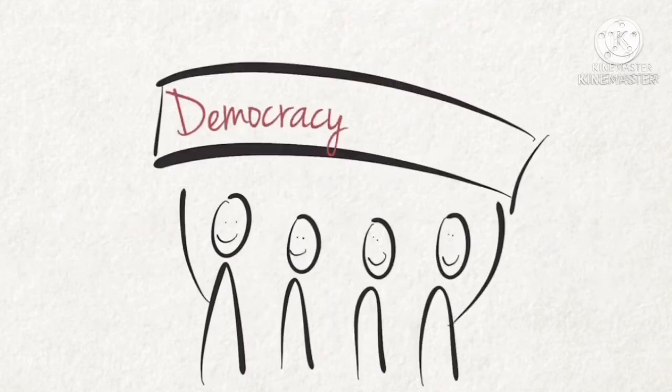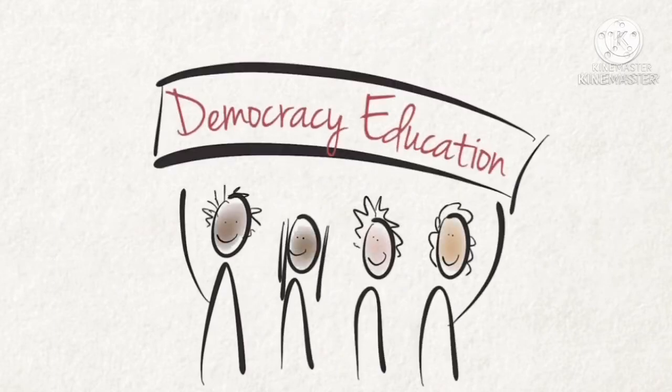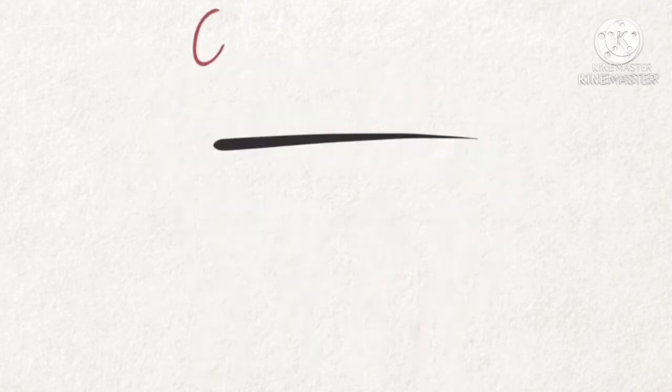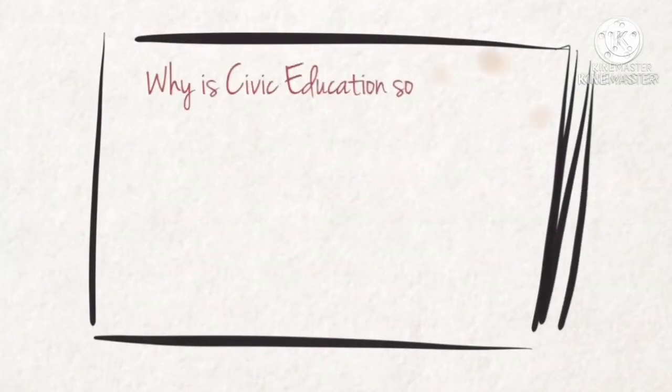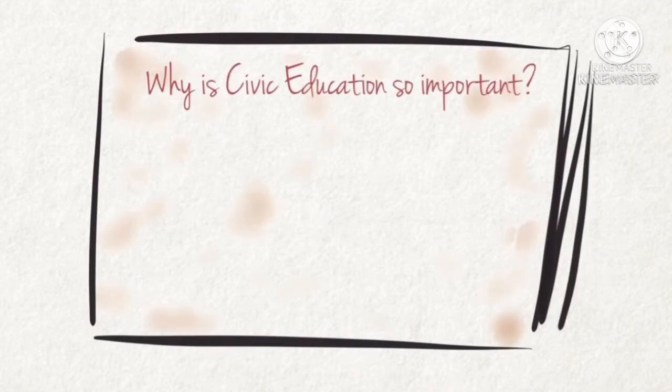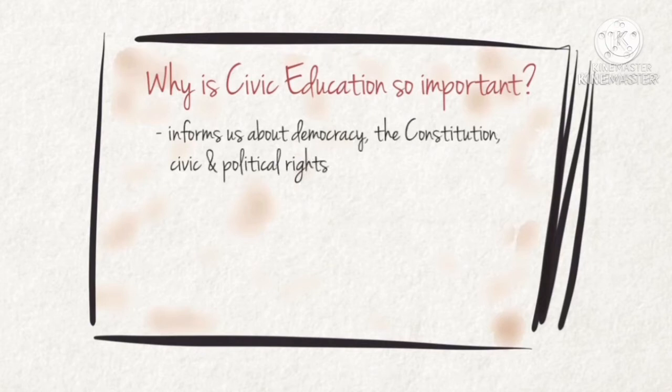Civic education has two components. First, it provides us with knowledge, for example, knowledge about our rights, the roles and functions we have to perform, even the parliament. Why is civic education important? It is very important because it teaches us about democracy and the constitution. It helps us to understand our roles and responsibilities as citizens.